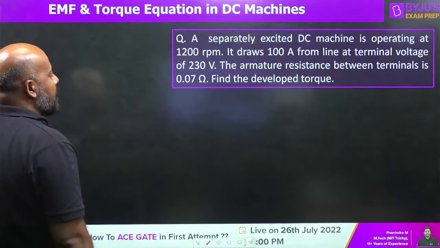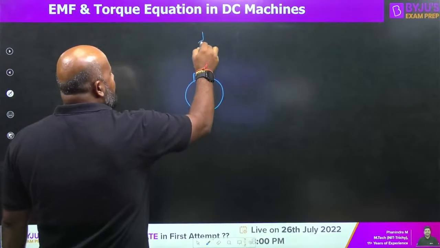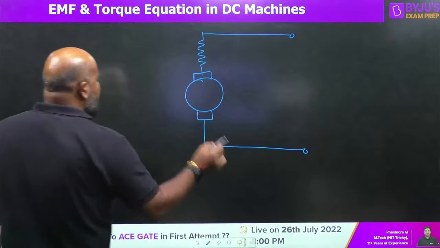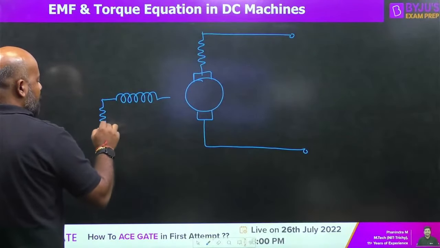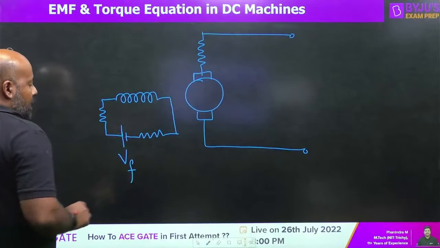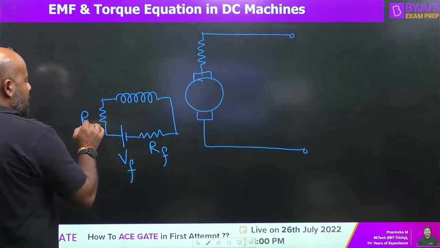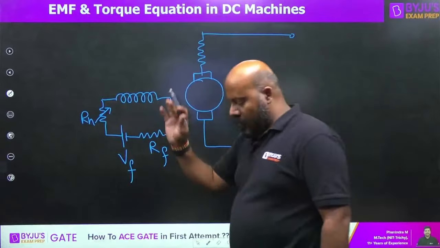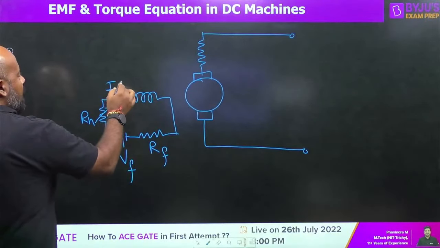Now please try to understand what is happening. First, I am going to draw the circuit diagram for the separately excited DC motor. This is the armature resistance. This is the DC supply terminals. This is the separately excited field winding. This is the excitation given in the field winding, that is VF. This is the field winding resistance. This is the rheostatic resistance, the variable resistance put in the field circuit, so that if you want to have any variation, you can have it. If you want, you can assume it to be 0. This is RH. And this is your field winding having the current IF.